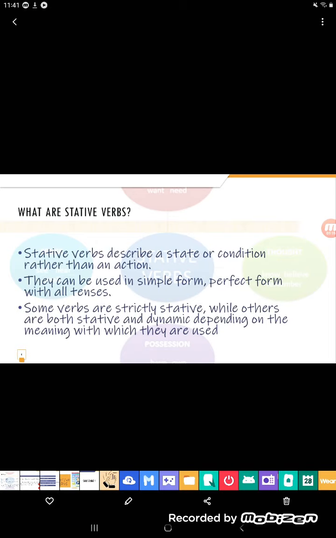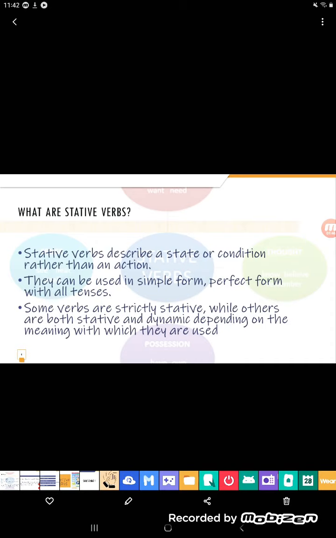So those verbs which talk about the state of something, the condition of something, are called your stative verbs. So for this reason, they can be used only in simple form or perfect form. And as I told you before, some verbs are strictly stative. They don't have a dynamic function, whereas others are both stative and dynamic depending on the meaning with which they are used.